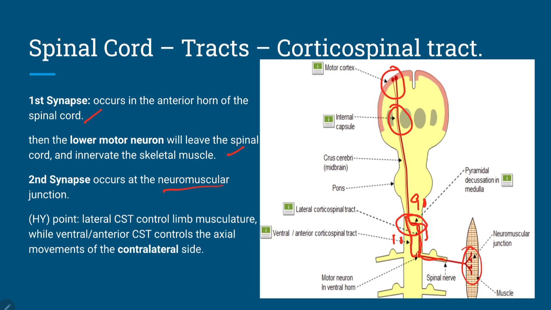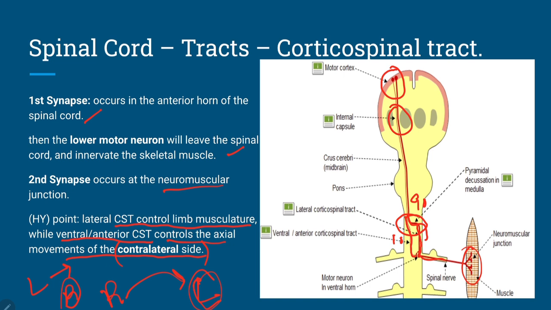So remember this high yield point. The lateral corticospinal tract controls limb musculature, while the ventral or anterior corticospinal tract controls the axial movement of the contralateral side. Contralateral, the other side. The right side of the brain controls the left side of the body, or vice versa. The left side of the brain controls the right side of the body. So that's how you will remember.